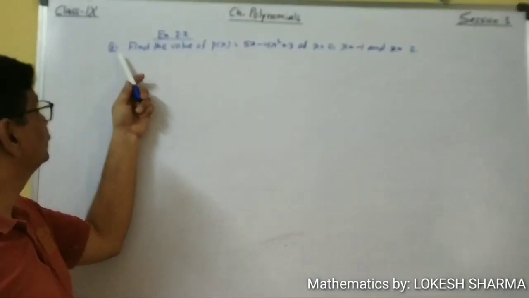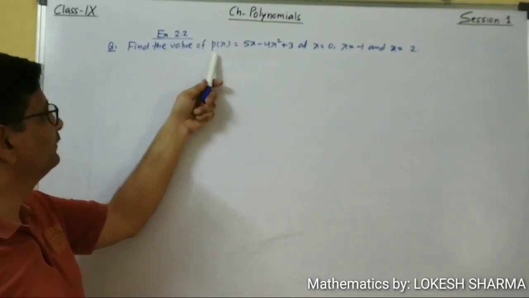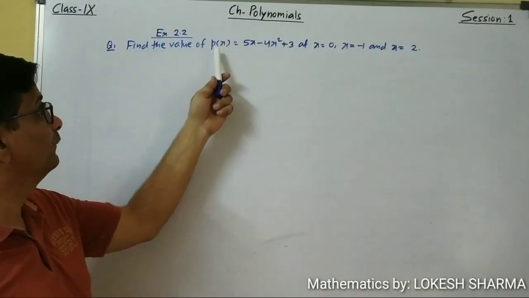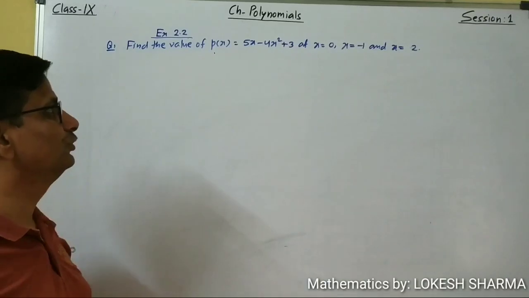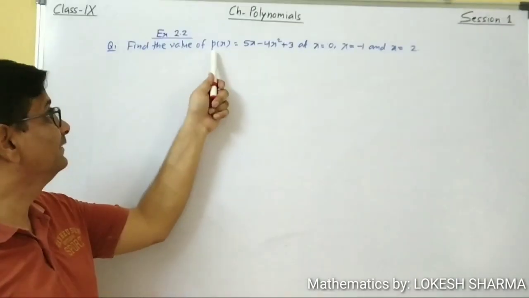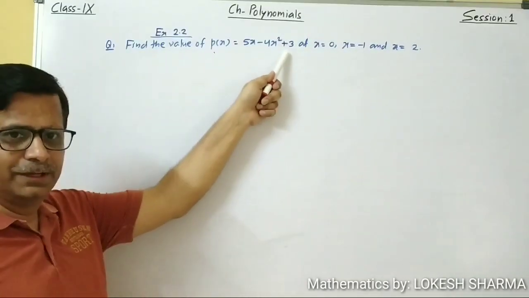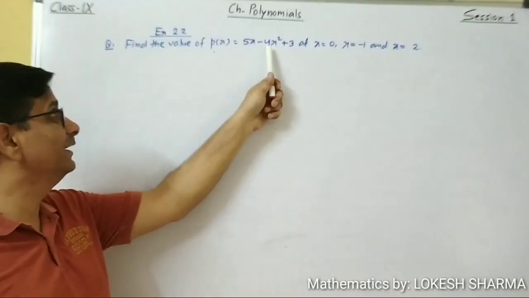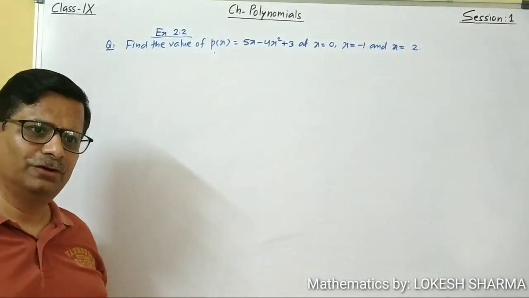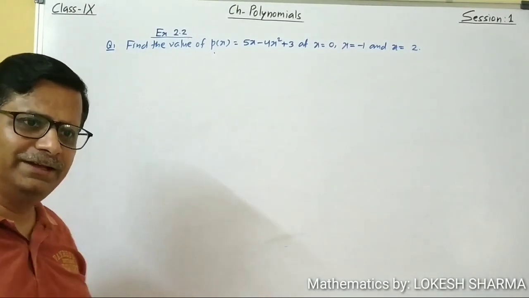Now we will do question number 1 of exercise 2.2. p(x) equals 5x minus 4x square plus 3, and we have to find the value of this polynomial at x equal to 0, x equal to minus 1 and x equal to 2. So first of all we will write this polynomial in standard form. And what is the meaning of standard form? In the standard form of a polynomial, the powers of the variables are in descending order or in ascending order.